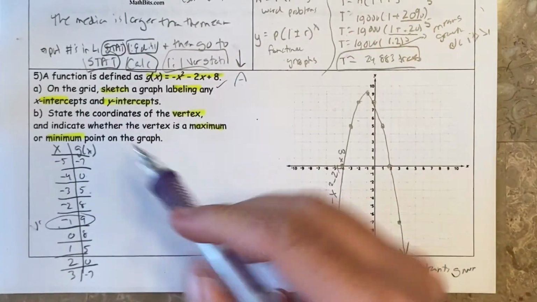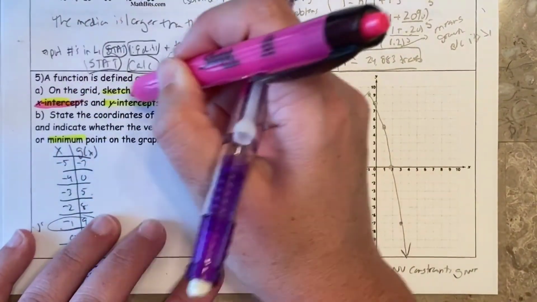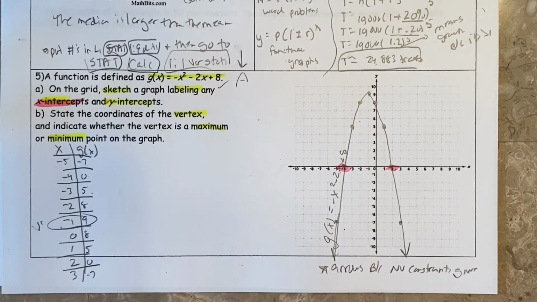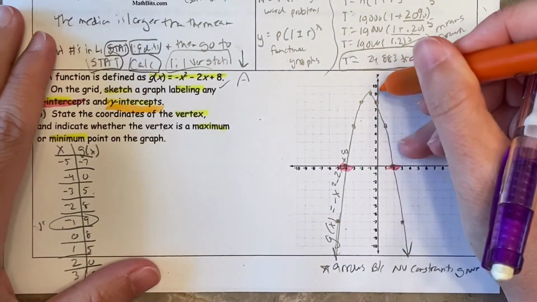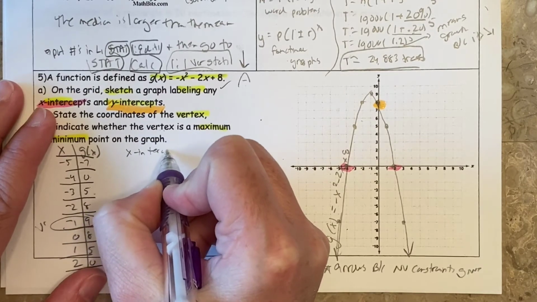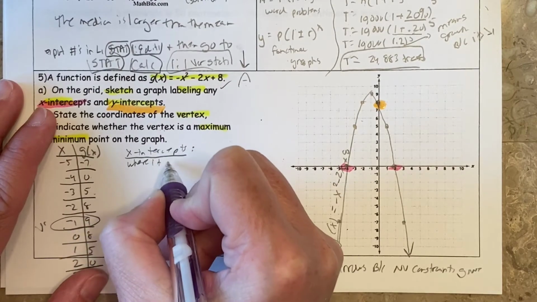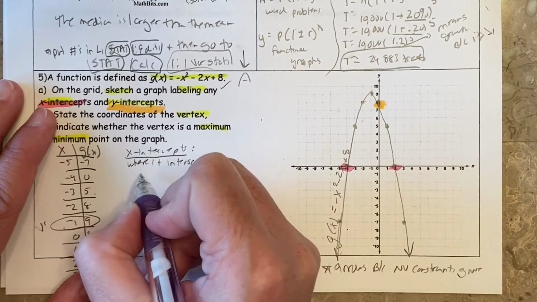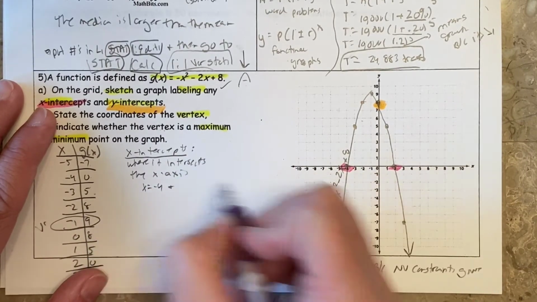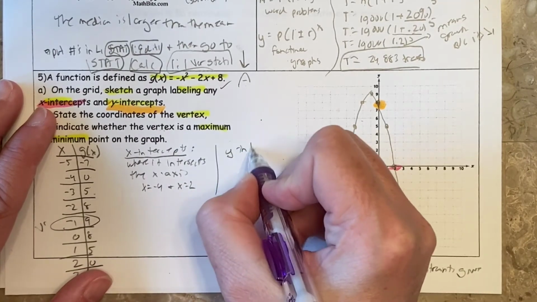All right, so what else does it want? Now it wants us to label the x and the y-intercepts. So the x-intercepts, let's switch up these colors, are where they cross the x-axis. And make another color. The y-intercept is where it crosses the y-axis, okay? So the x-intercept is where it intersects the x-axis. That's x equals negative 4 and x equals 2.